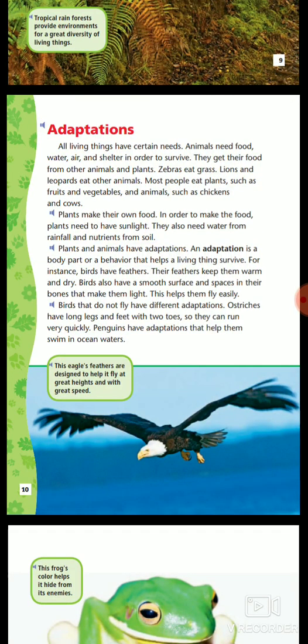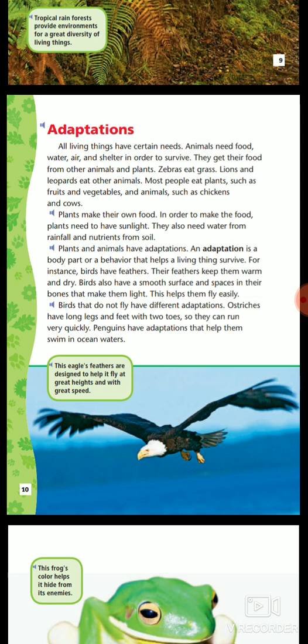Adaptations. All living things have certain needs. Animals need food, water, air, and shelter in order to survive. They get their food from other animals and plants. Zebras eat grass, lions and leopards eat other animals. Most people eat plants, such as fruits and vegetables, and animals, such as chickens and cows.